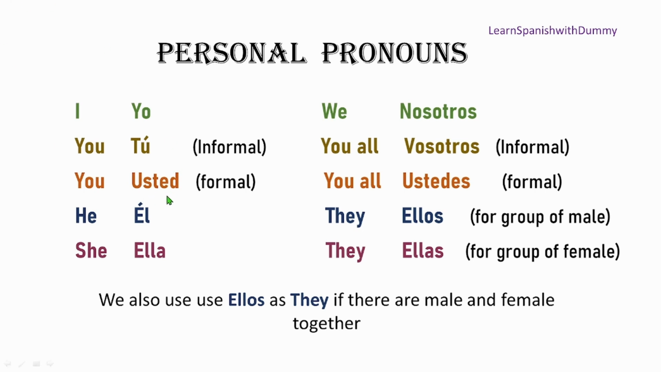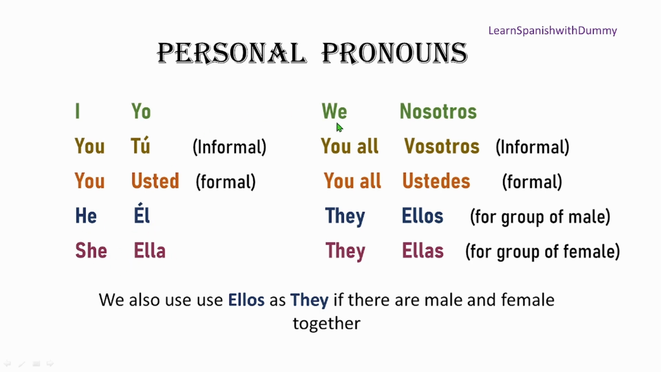And usted you use with formal situations, maybe when you speak with your boss, also when you speak with your parents, right? So yeah, that is it. And we have he. He is él in Spanish. Él. He is él. She is ella. Okay? He is él. She is ella.